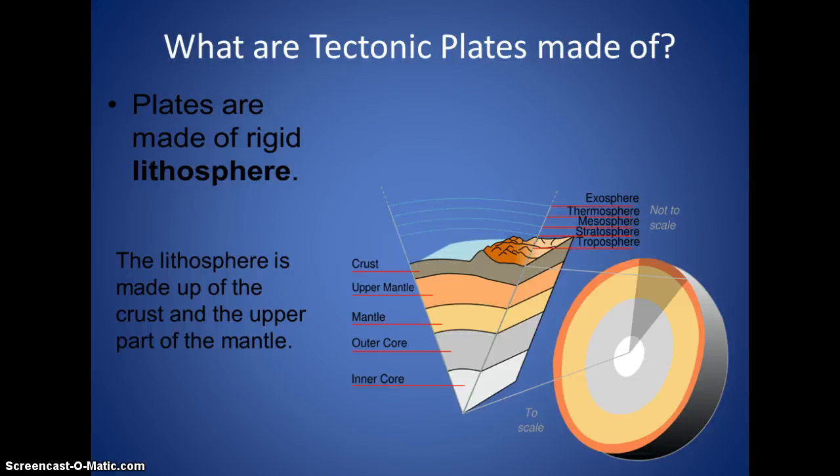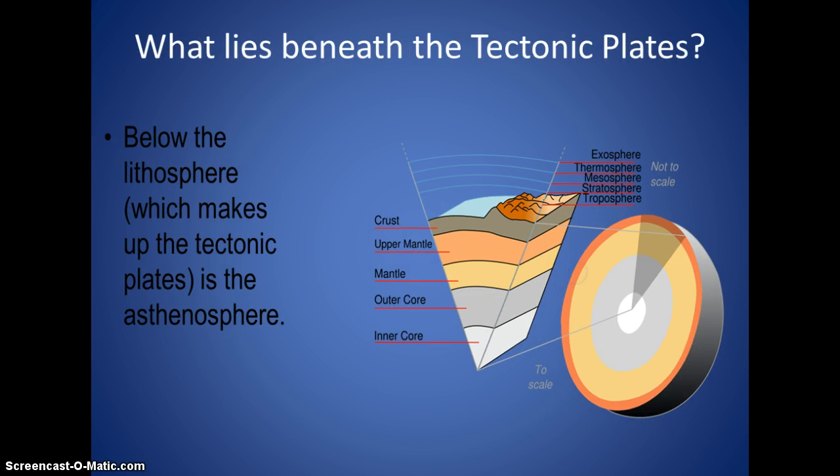So what are the tectonic plates made of? Of course, the plates are made of rigid lithosphere. The lithosphere is made up of the crust and the upper part of the mantle. As we talked about earlier in our review, we know that the Earth is made up of crust, mantle, and also a core. So this is just to break down more of what the tectonic plates are made out of.